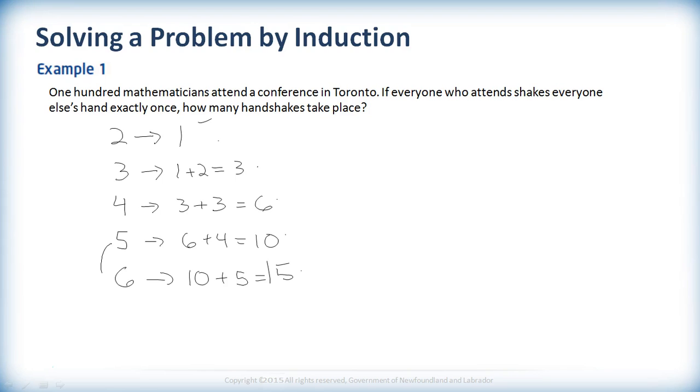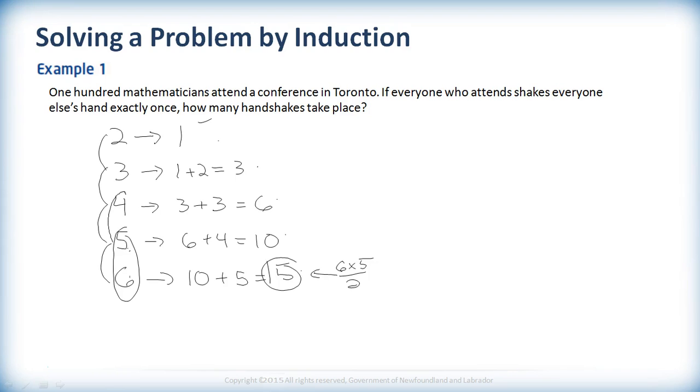Well, let's look for a pattern. We know that each person is connected to how many the previous person had to shake. So let's look at the 6 and 5 and see if we can figure out how to get the 15 out of that, just by looking at the numbers. 6 plus 5 is 11, that's no good. 6 minus 5 would be 1, that's no good. 6 times 5 would be 30, that's too much. But 30 is kind of related to 15. If we took 6 times 5 and divided it by 2, we'd get the 15.